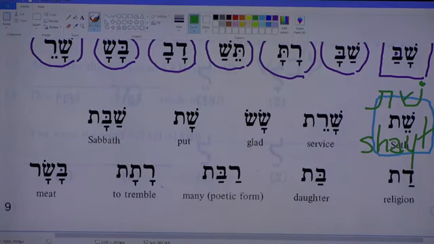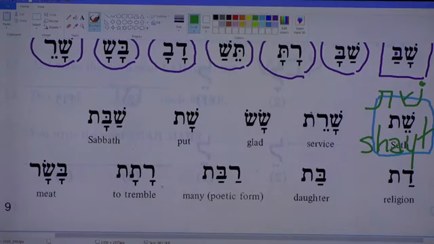The next word is Sharet. And that means service, as from a person that serves. It's not the same kind of word as slave. That would be another word. A person that's a servant. Marcia's a servant, and she serves. She does sharet. Now there are other variations of that word, but the root is shin resh tav for that servant person.